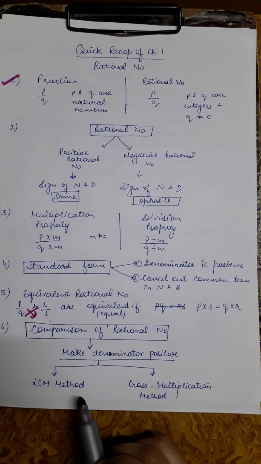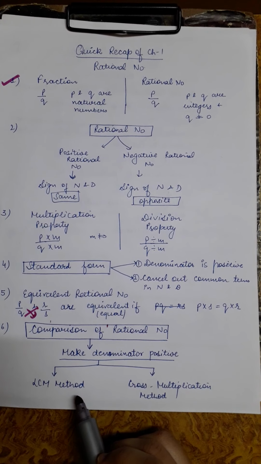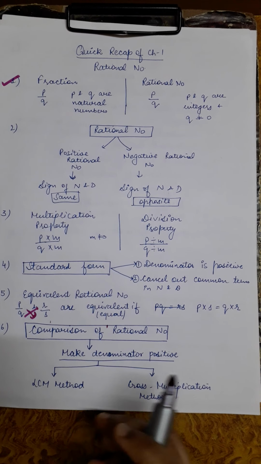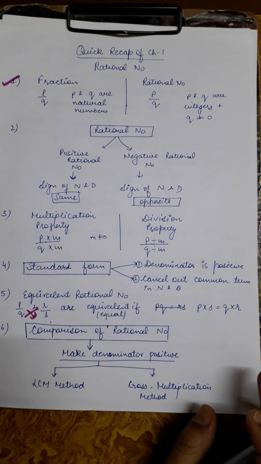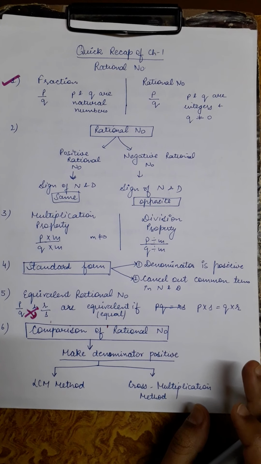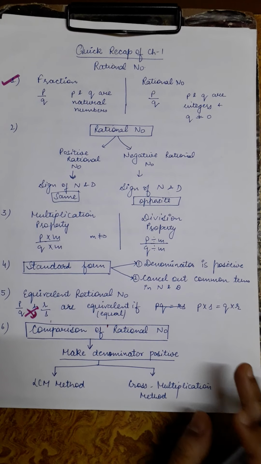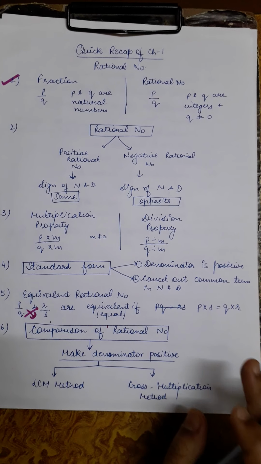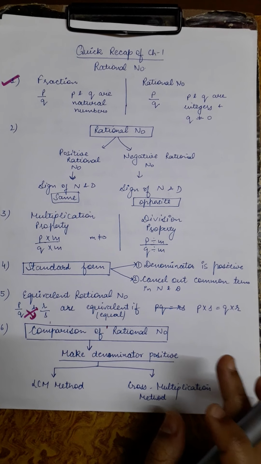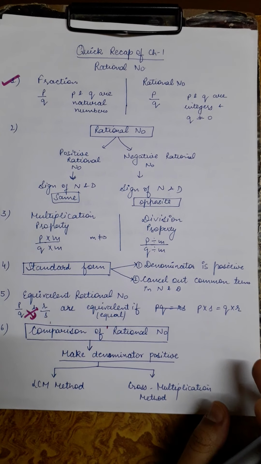And the last concept was representation of rational numbers on the number line. So we used to divide into equal segments as the denominator is given. So please solve all the questions and the examples of chapter number 1. Okay.